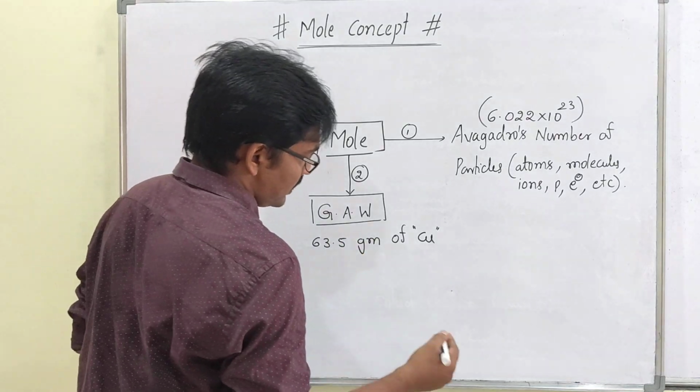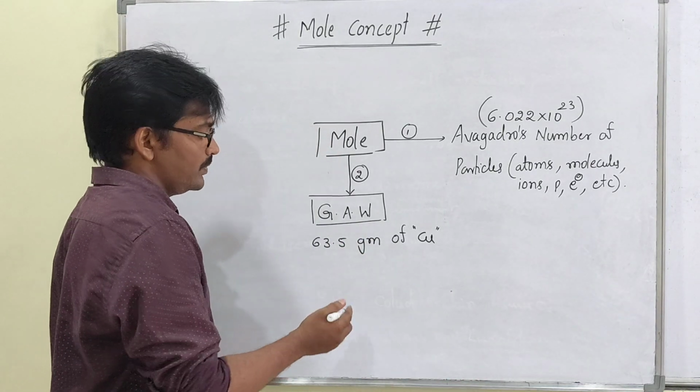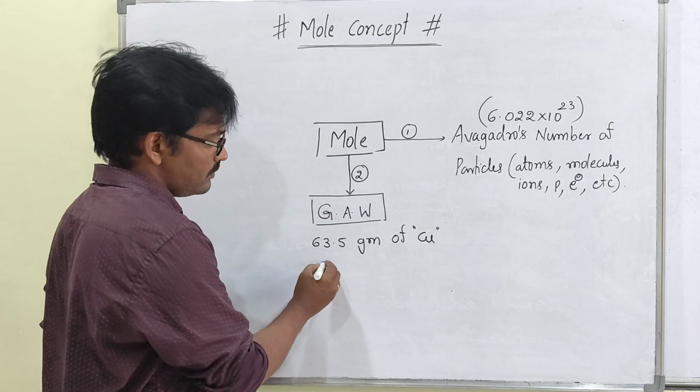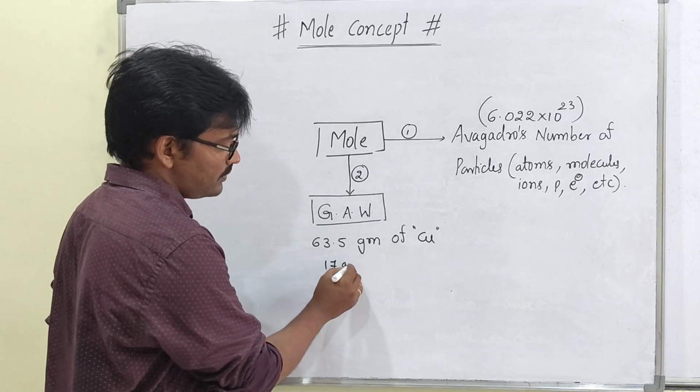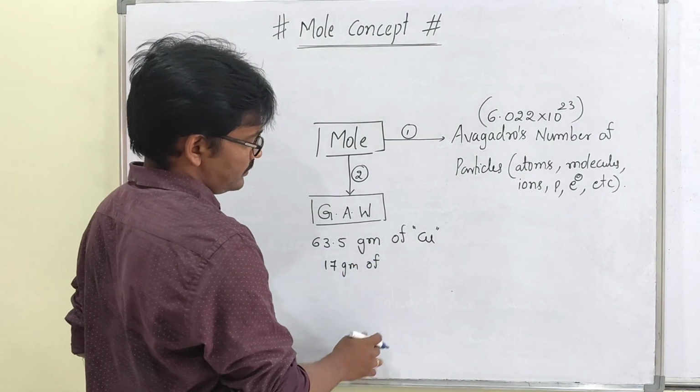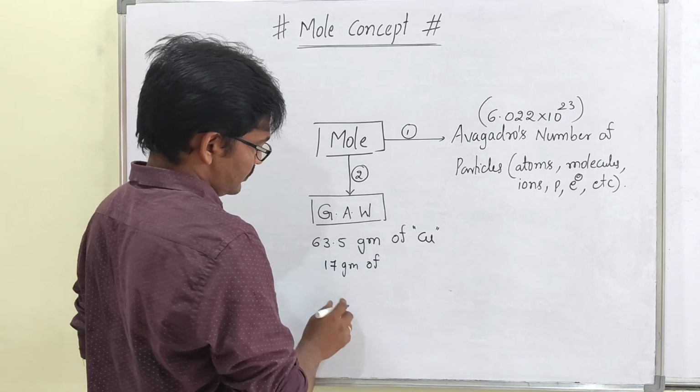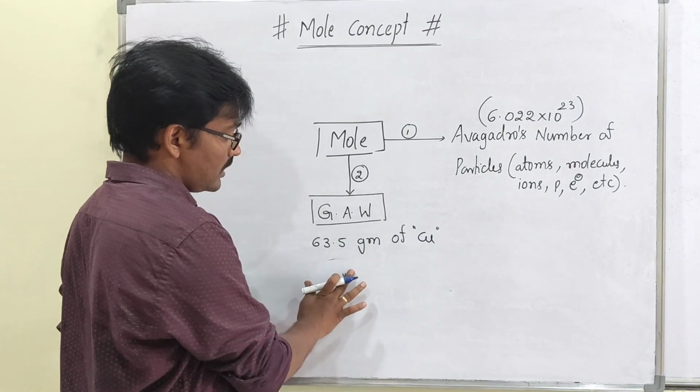Then in case of other elements, whatever they may be, other gases or other molecules, for example 17 grams of ammonia, it is not atomic mass, it is molecular mass.